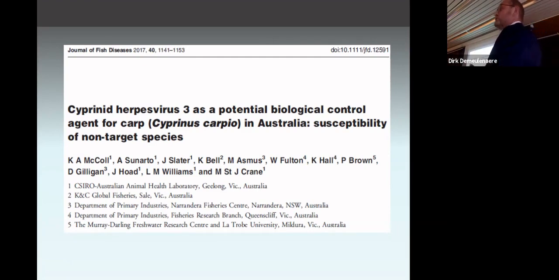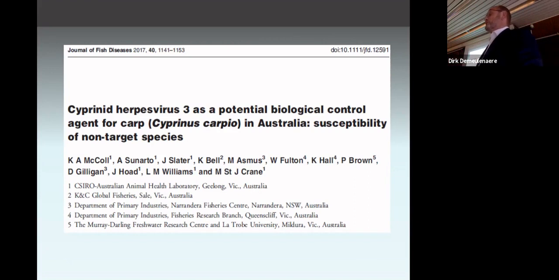And this is a very important paper that was published by people that were also involved in the program. So you cannot exclude potential conflict of interest. And they wanted to address two simple questions related to safety and efficacy. The safety question is, will the virus that we plan to release kill native species? That's obvious. If you release the virus into the rivers, it kills the carp, but if it also kills the other fish that you want to save, that's not useful.